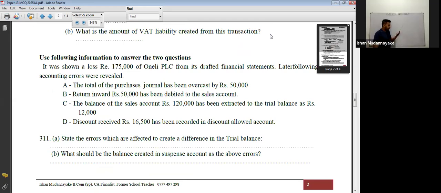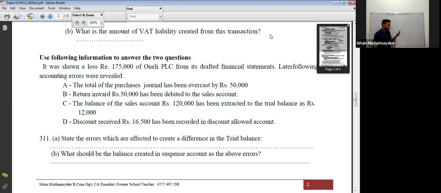It was shown a loss of 175,000 for PLC from its drafted financial statements. Later, the following accounting errors were revealed. These are the errors. The total of the purchase journal has been overcast by 50,000.